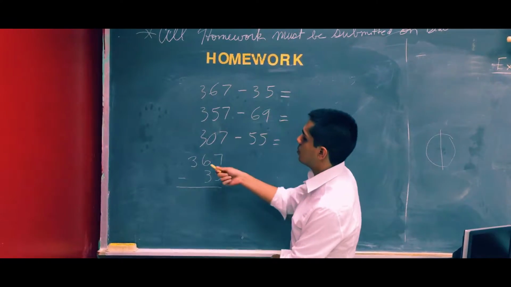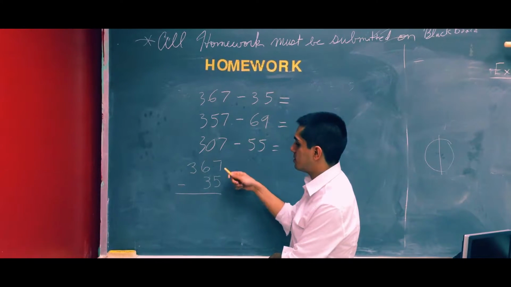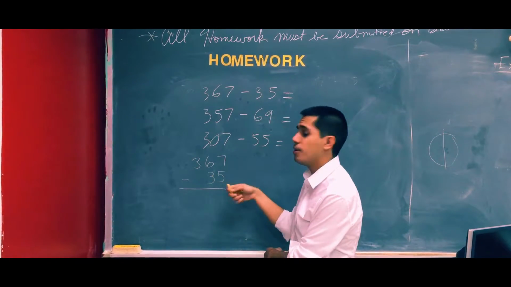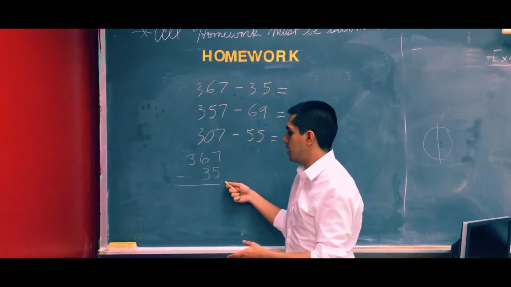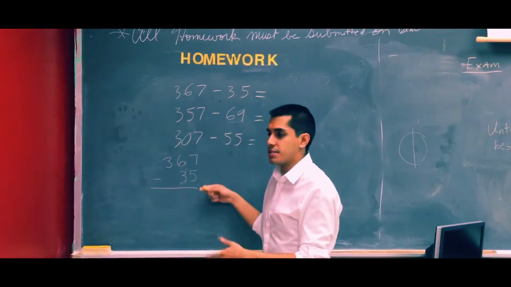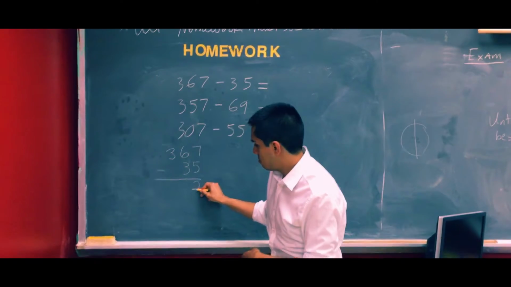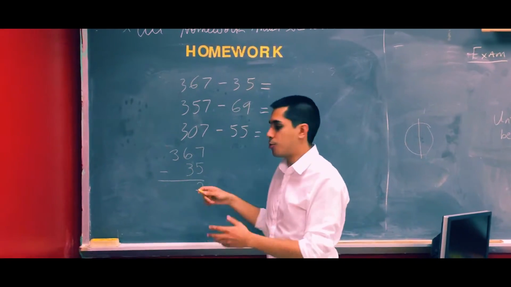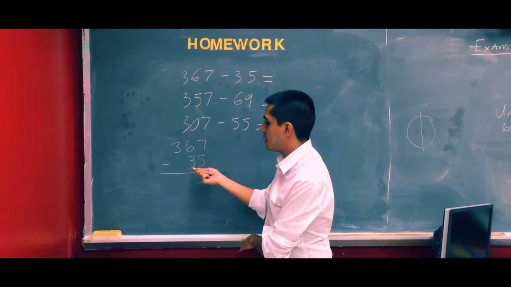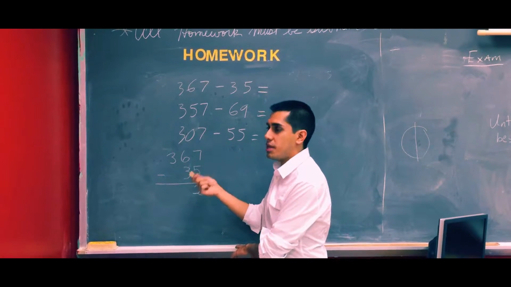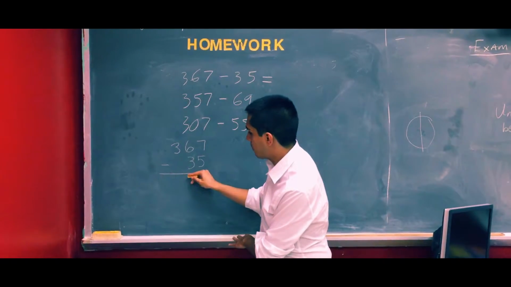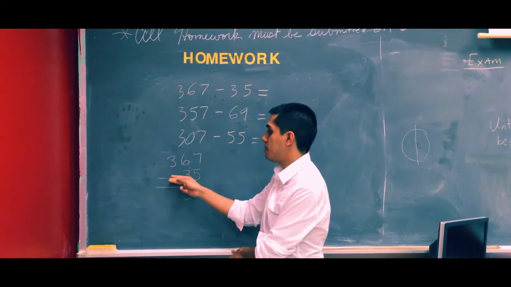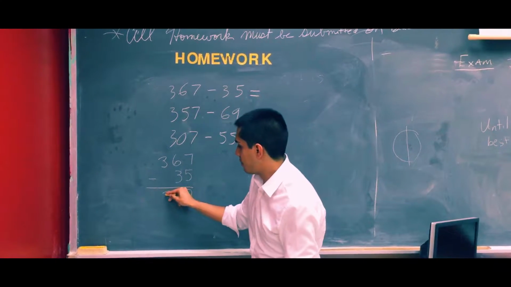So when you start over here in the ones place, you say 7 minus 5. You ask them, can you do that? Can you say 7 minus 5? And they'll say yes, that's 2. Okay, no borrowing needed, you just subtract normally. 6 minus 3. Can you do that? Yes, because the bigger number comes first. 6 minus 3, 3. And then you have 3 minus nothing, it's just 3.